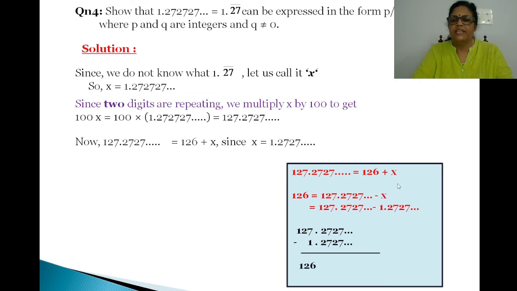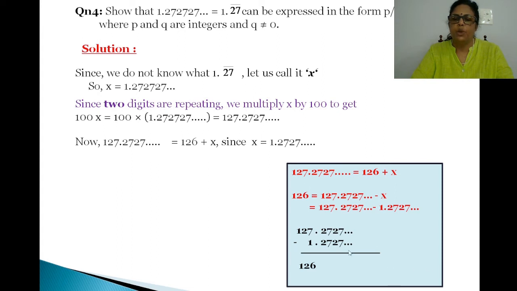127.2727 etc. minus x, and x is 1.2727 etc. So 127.2727 etc. minus 1.2727 etc. These decimal points are in the same column. 127 minus 1 is 126. So first we subtract the whole number part. The whole number parts are 127 and 1. The difference of 127 and 1 is 126. Now the decimal part, 272727 etc. minus 2727 etc. up to infinity. Infinity minus infinity is very close to 0. So we will consider this as 126.